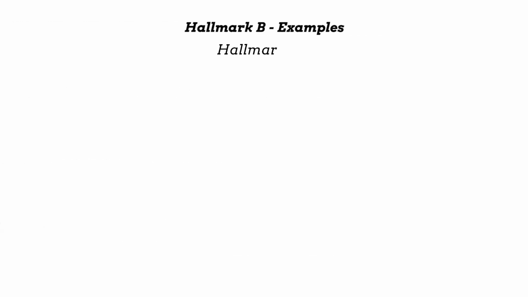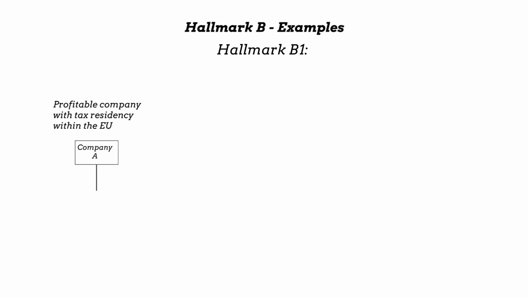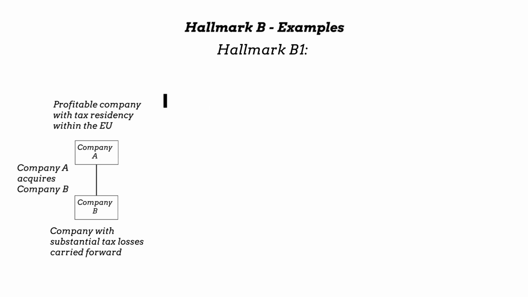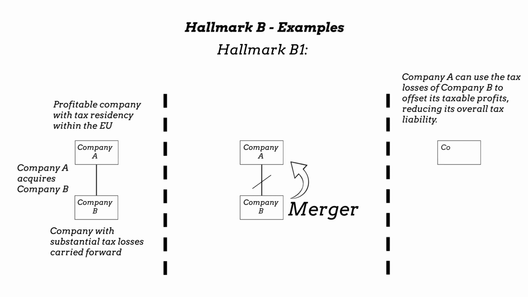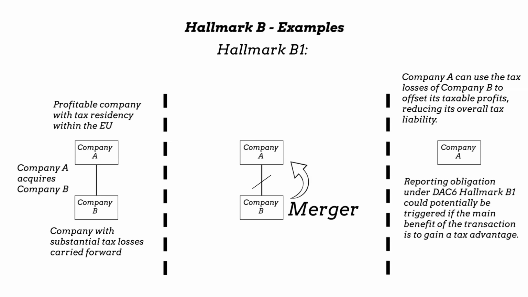Hallmark B examples. Hallmark B1. A profitable company, Company A, in Country X, an EU member state, acquires a loss-making company, Company B, with substantial tax losses carried forward. Company A merges with Company B, and as a result, Company A can use the tax losses of Company B to offset its taxable profits, reducing its overall tax liability.